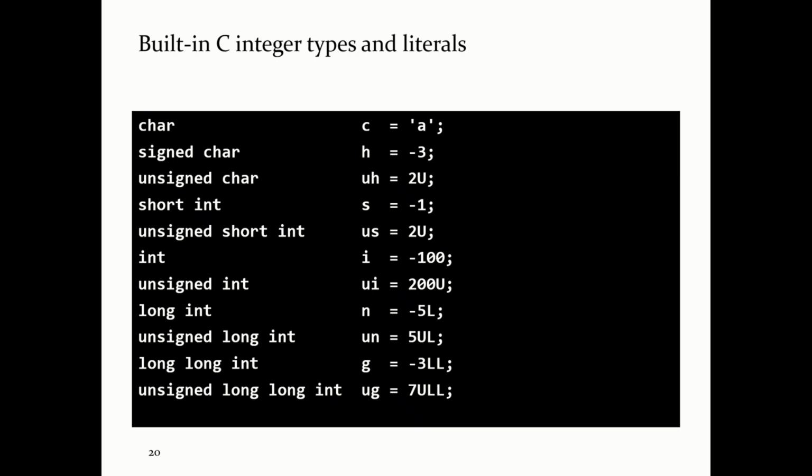So C says an int is an integer value. It's got some minimum value, it's got some maximum value, and it has some minimum size.